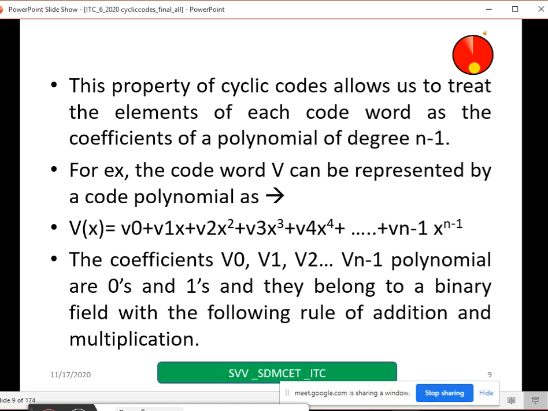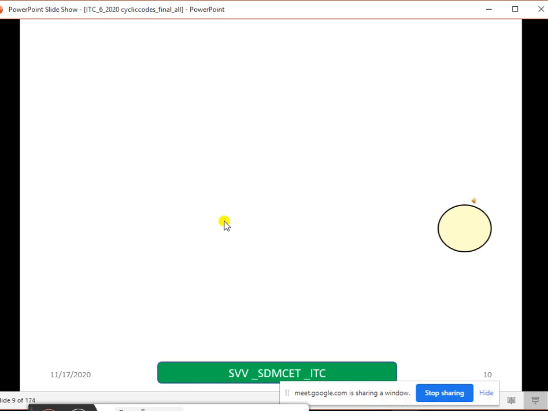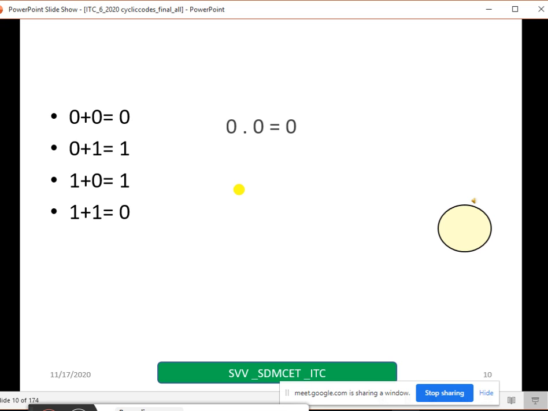Let us go to the next slide. 0 plus 0, these things are known to you, and 1 plus 1 equal to 0, and even multiplication also is known to you. Just glance once.